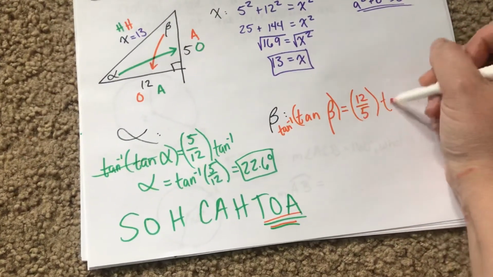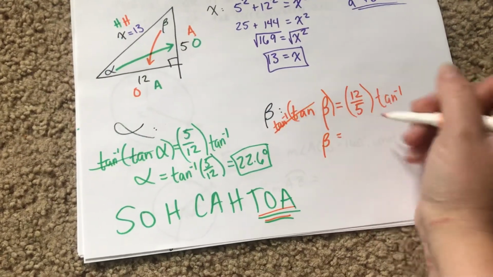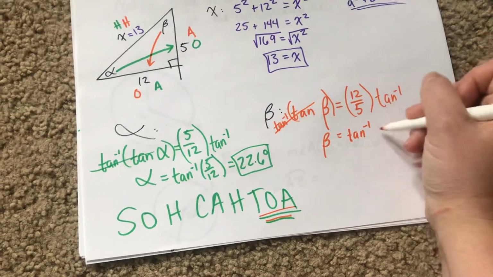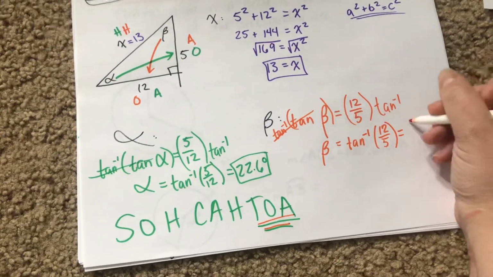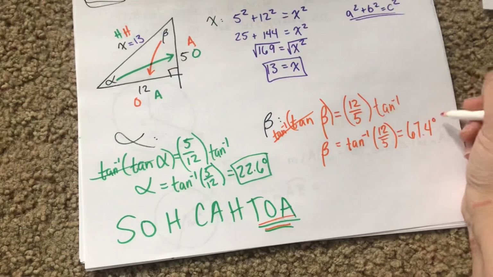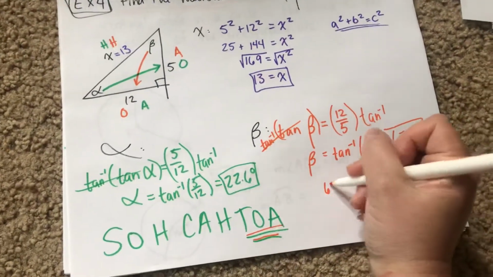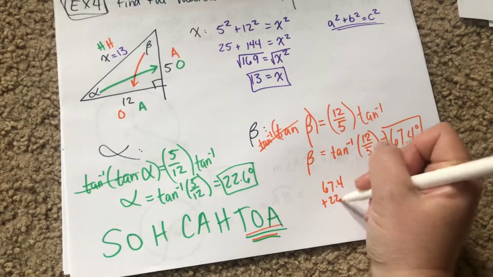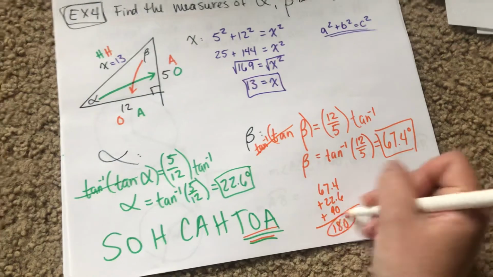And what we do to one side, we do to the other. Those cancel out, and we're left with beta is the inverse tangent of 12 over 5. And I can type that in my calculator and get 67.4 degrees. And if you check 67.4 plus 22.6 plus 90, it's going to give you a solid 180 degrees, so we know we're right.